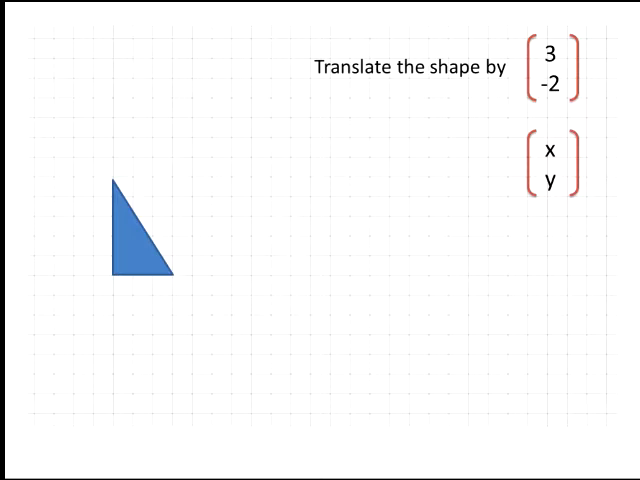So the x on the top describes the movement in the x-axis. So a 3 is the positive direction, so that means move 3 right. And the minus 2 on the y-axis is going downwards, so that means we're going to move 2 down. So you take every single point, you move it 3 right and 2 down.